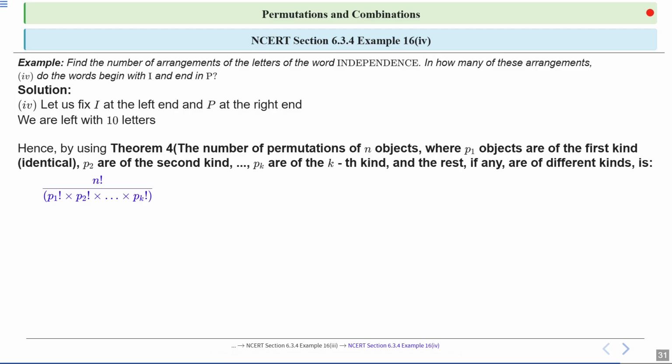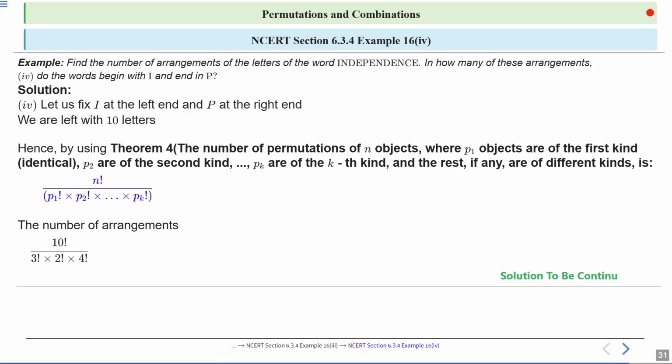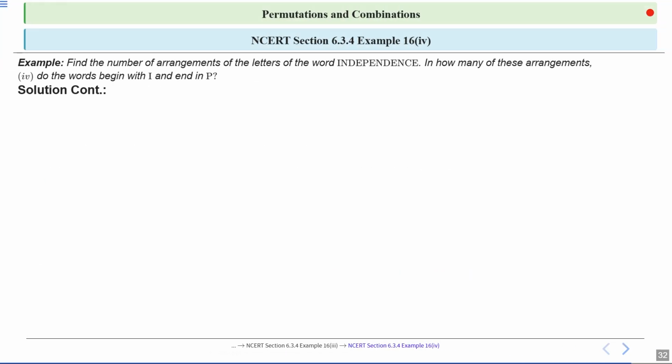To apply this theorem, the number of arrangements is 10 factorial upon 3 factorial into 2 factorial into 4 factorial. This is 10 into 9 into 8 into 7 into 6 into 5 into 4 factorial upon 4 factorial into 3 factorial into 2 factorial, since n factorial is equal to n times n minus 1 factorial.